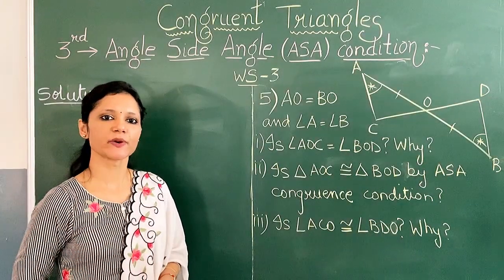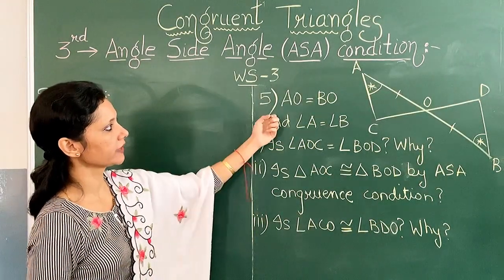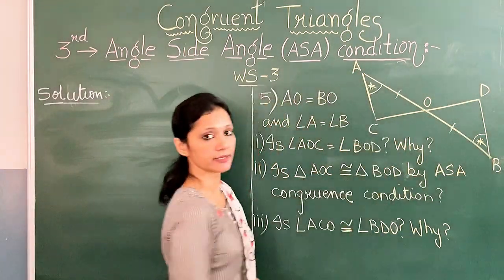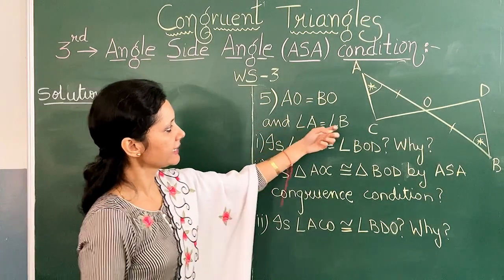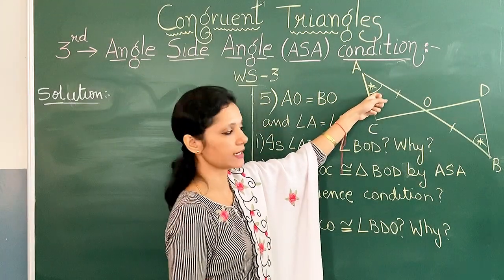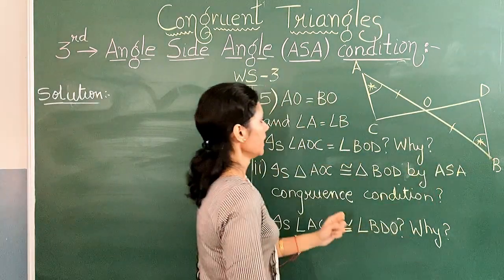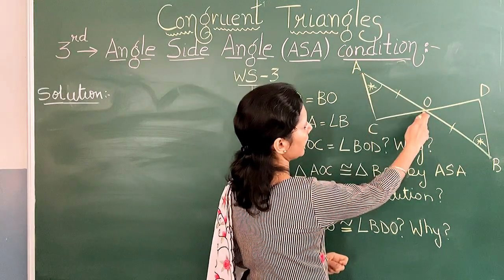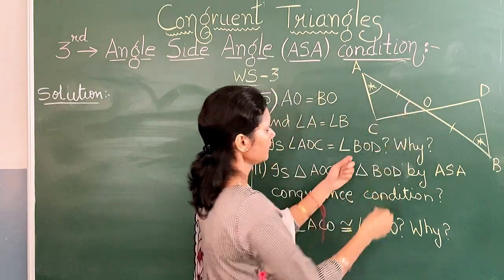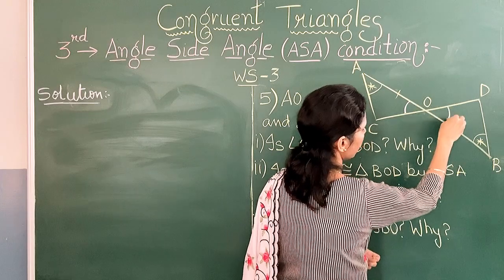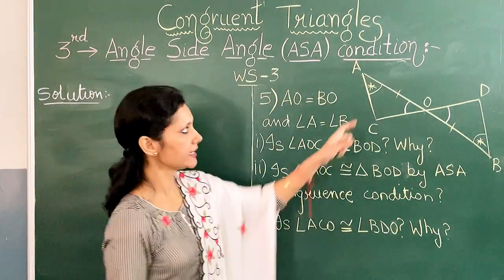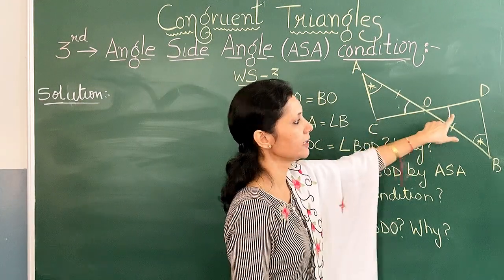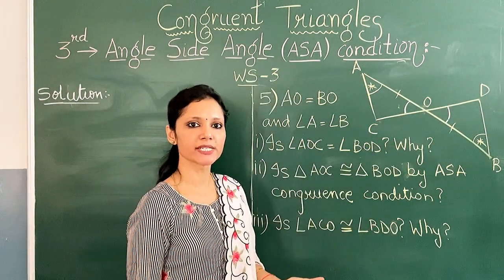The fifth and the last question of this worksheet is, in the given figure, AO is equal to BO. It's being marked in the diagram as well. And angle A is equal to angle B. This angle marked with a star is equal to this angle. Is angle AOC equal to angle BOD? Angle AOC, that means this angle is equal to angle BOD. They are asking the question. So as you can see, these two lines are intersecting each other. So these are the two vertically opposite angles, and vertically opposite angles are equal.